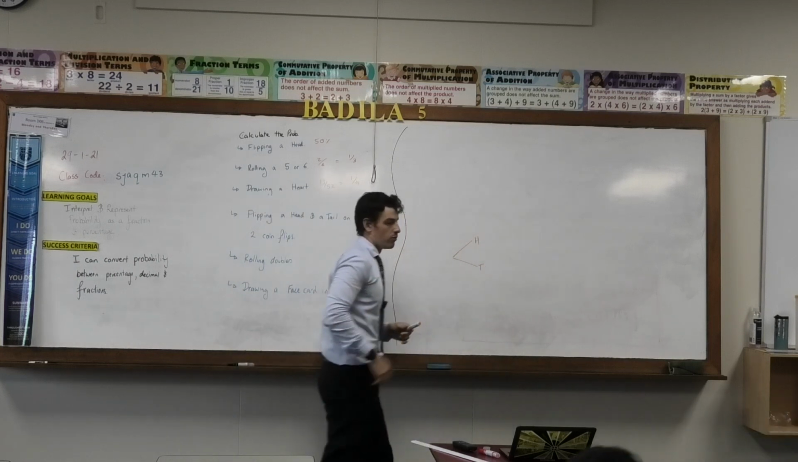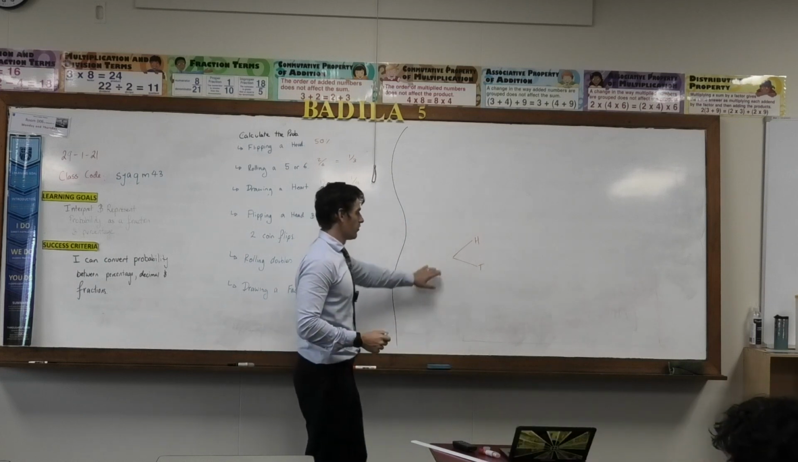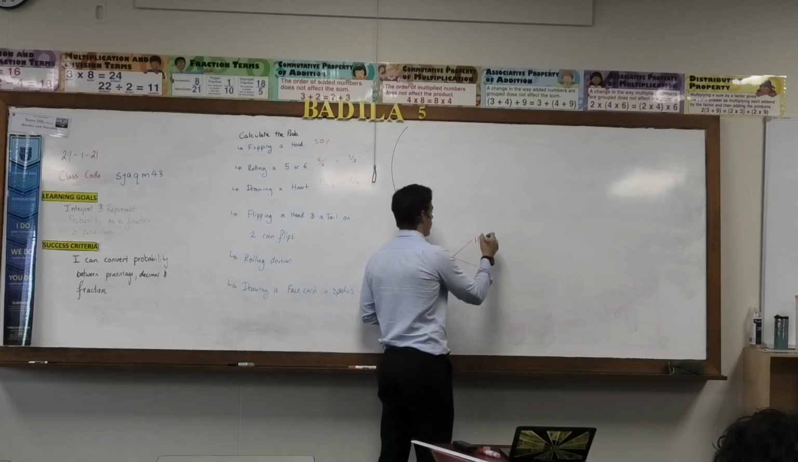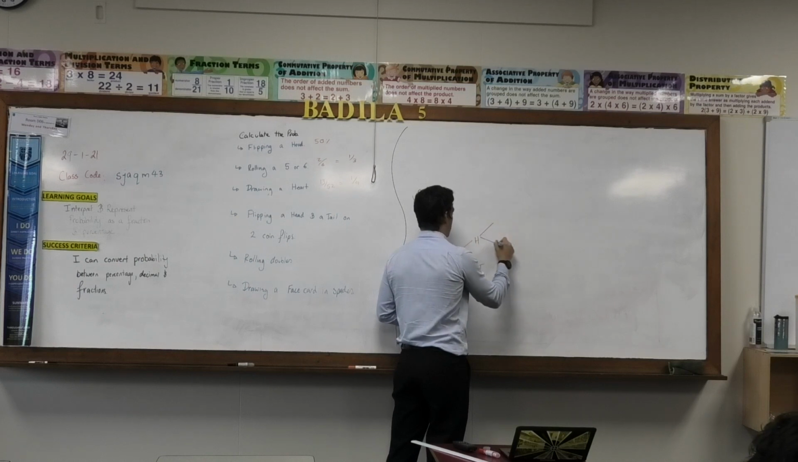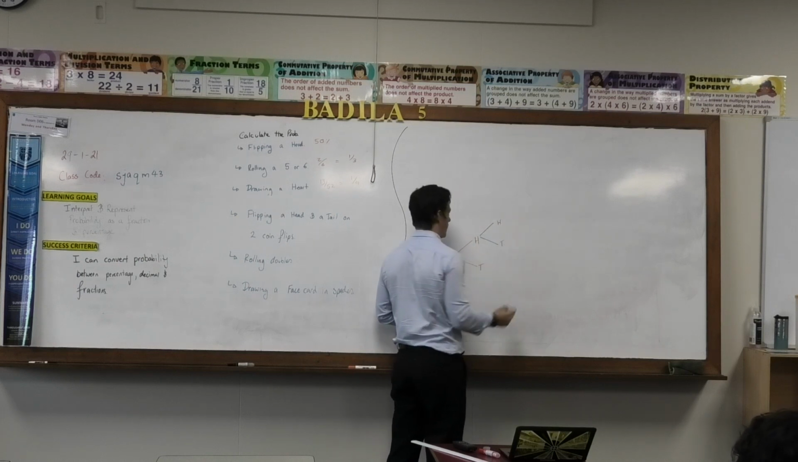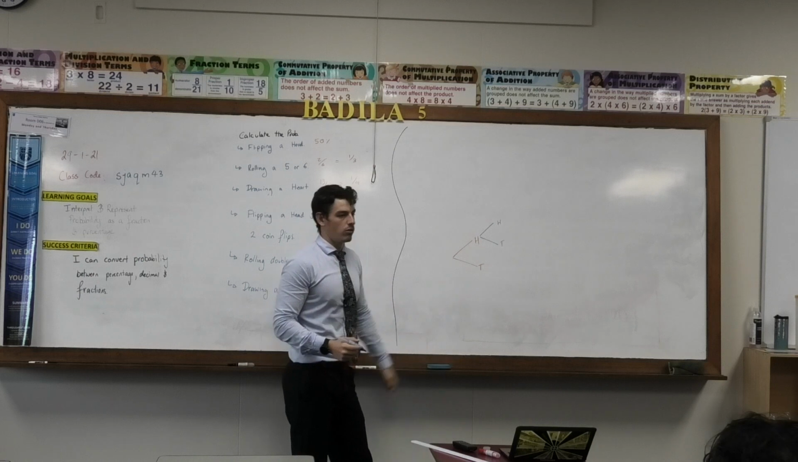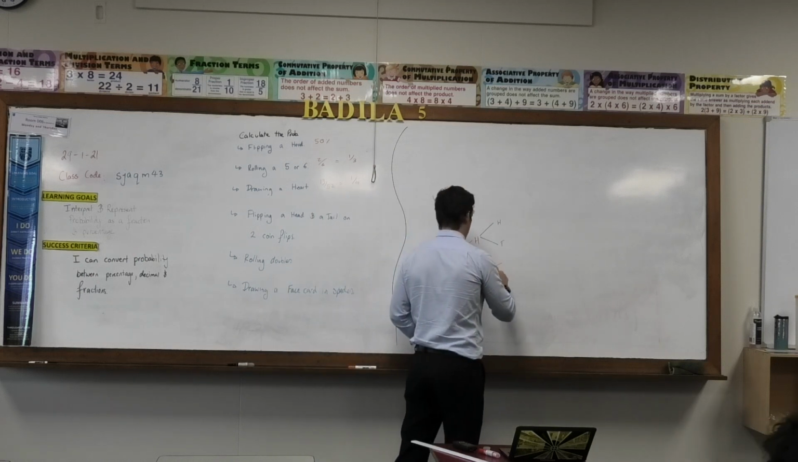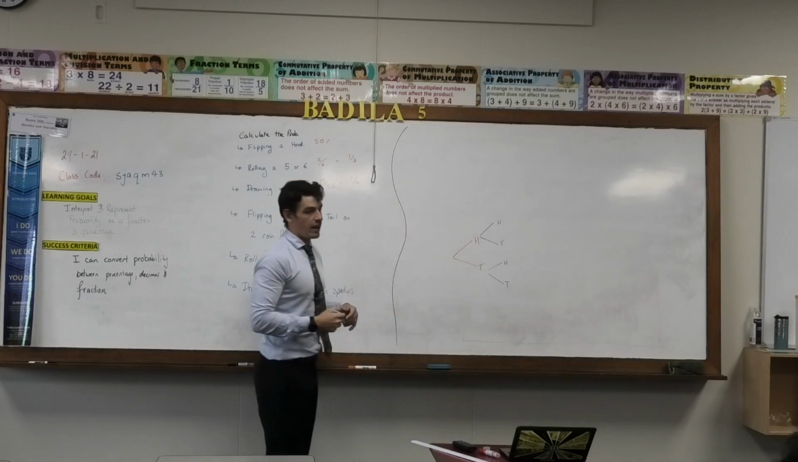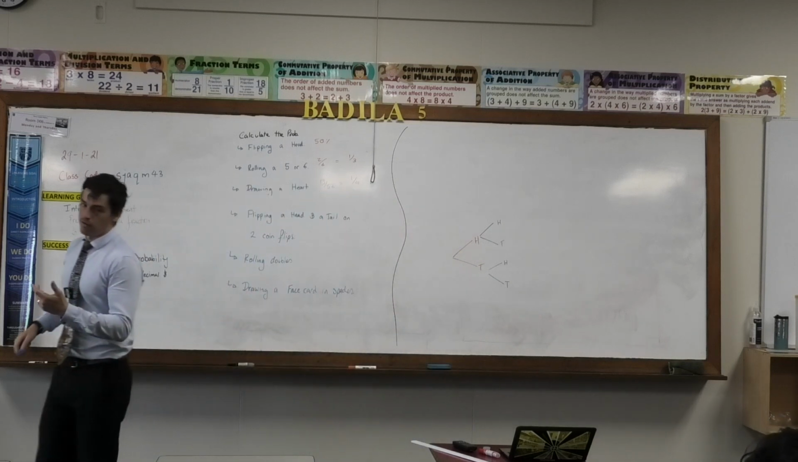If I flip a head on my first flip, my first flip's in orange, my second flip I have the option of getting a head or a tail. If I flip a tail on my first flip, what are my options on my second flip? Heads or tails. They are the total number of outcomes I can get, correct?